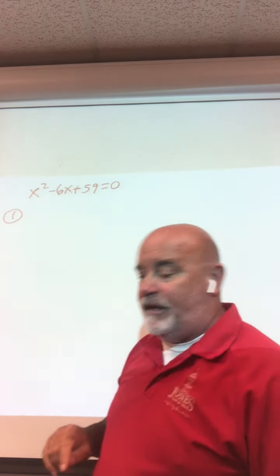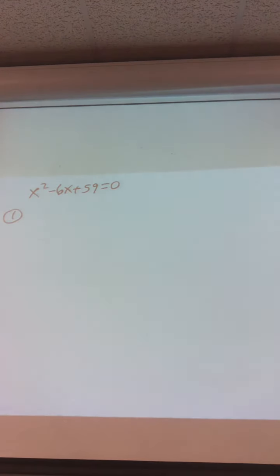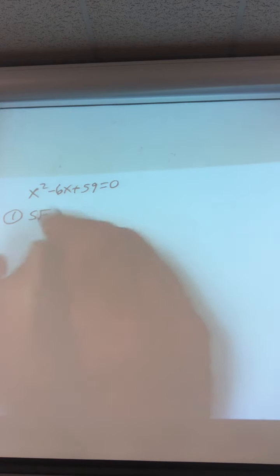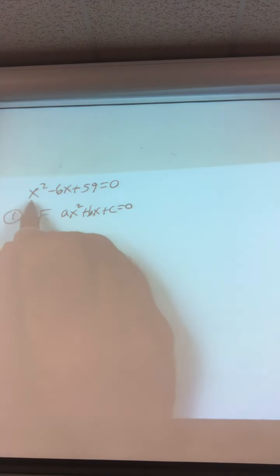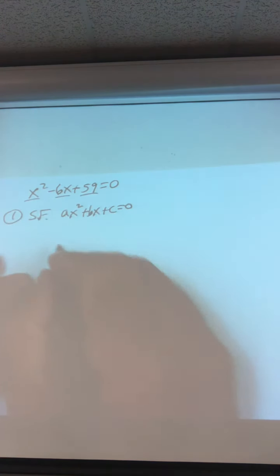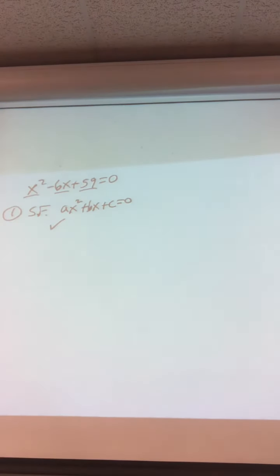Step 1 in completing the square. Put it in standard form. Remember, standard form means ax squared plus bx plus c equals 0. That means put it in the right order and set it equal to 0. It is. Now, step 2.